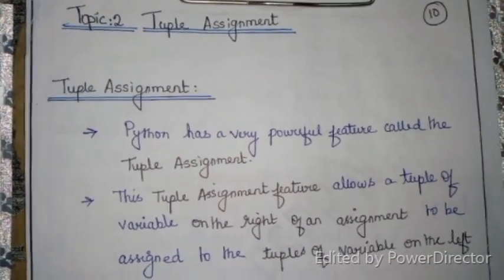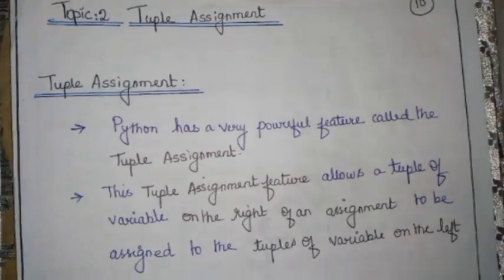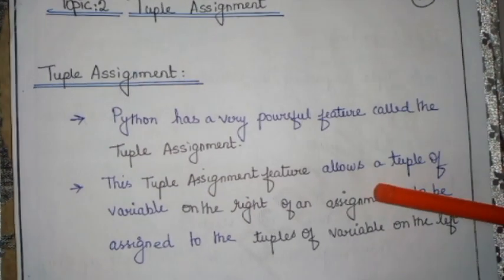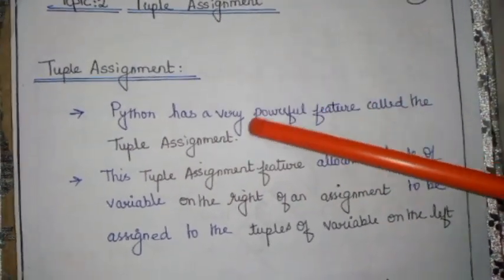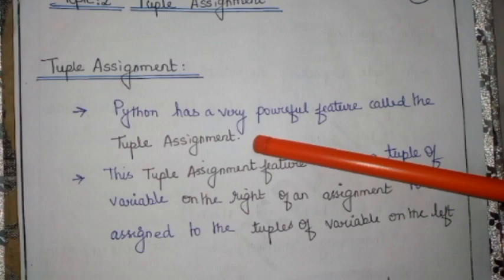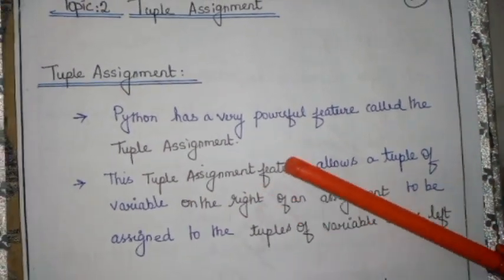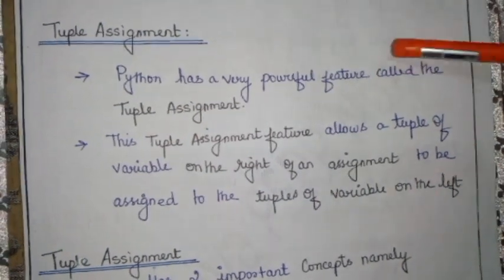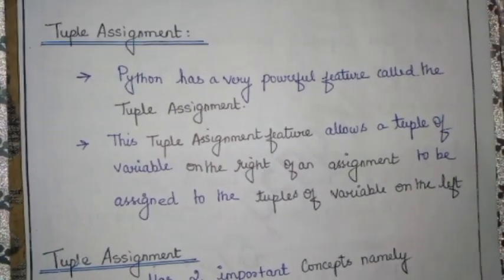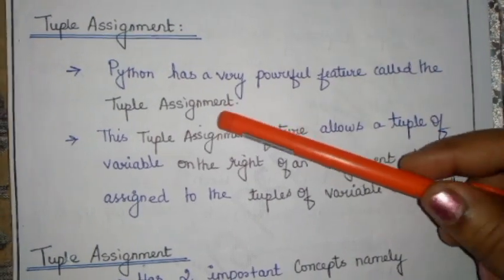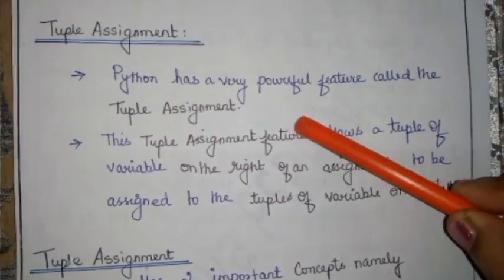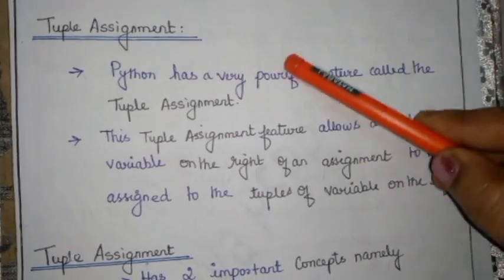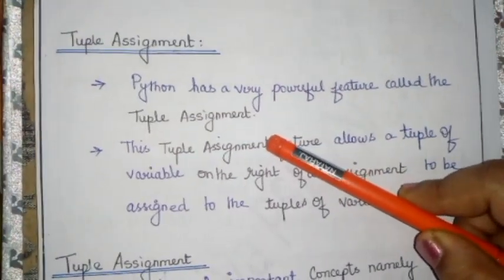In this video, we're going to see the tuple assignment. So, what is a tuple assignment? It is an important 8 mark question. Python has a very powerful feature called tuple assignment. This feature allows the tuple of variables on the right side of the assignment to be assigned to the tuple of variables on the left side. Assignment is nothing but using an equal to operator, right? So whatever is there on the right side will be assigned to the left side. So that is tuple assignment.